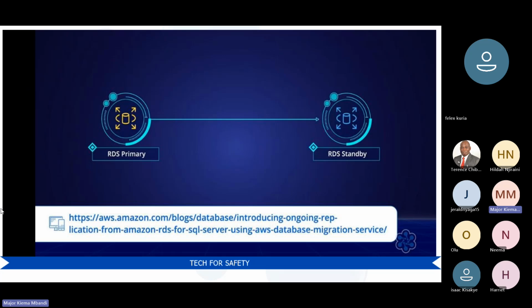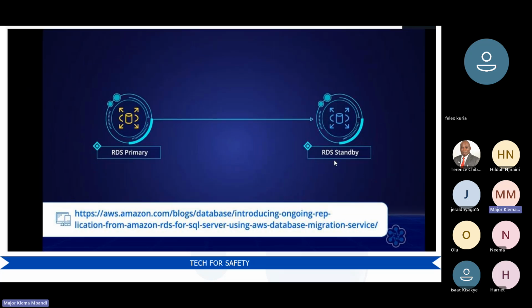So you can have an RDS primary, and then you can have a standby. And you know that if anything happens, in case of an issue with the primary database, the standby database can be promoted to a primary database.